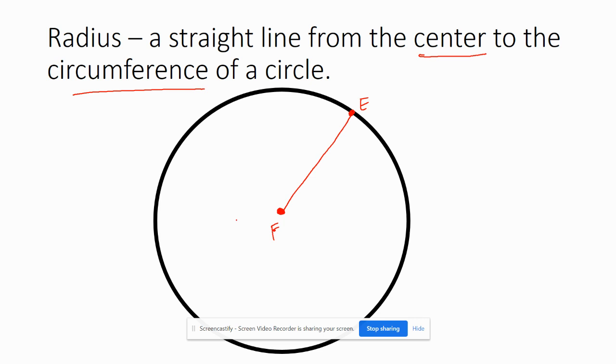Now let's say I have some point like this. Let's say I have a chord here and then a line here. Let's say this is AC. AC would not be a radius because it does not touch the center. This is the center of the circle. It has to touch the center.